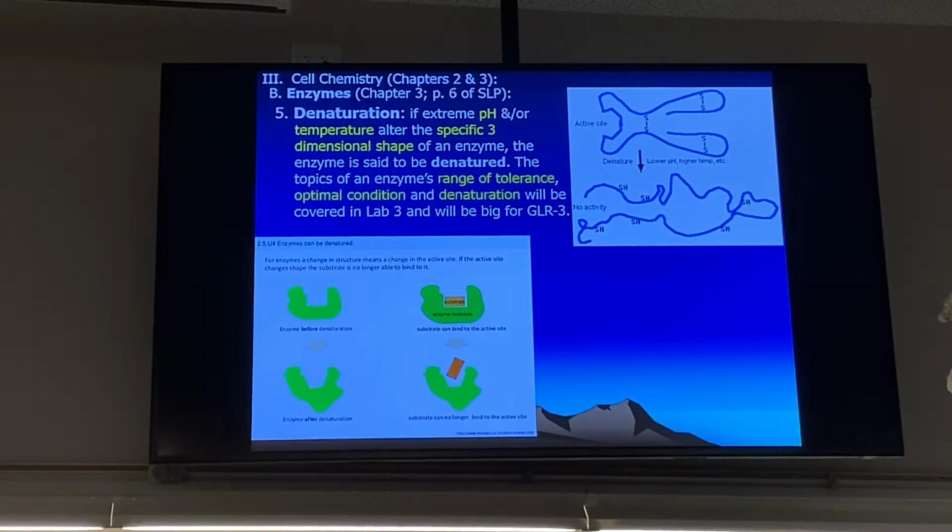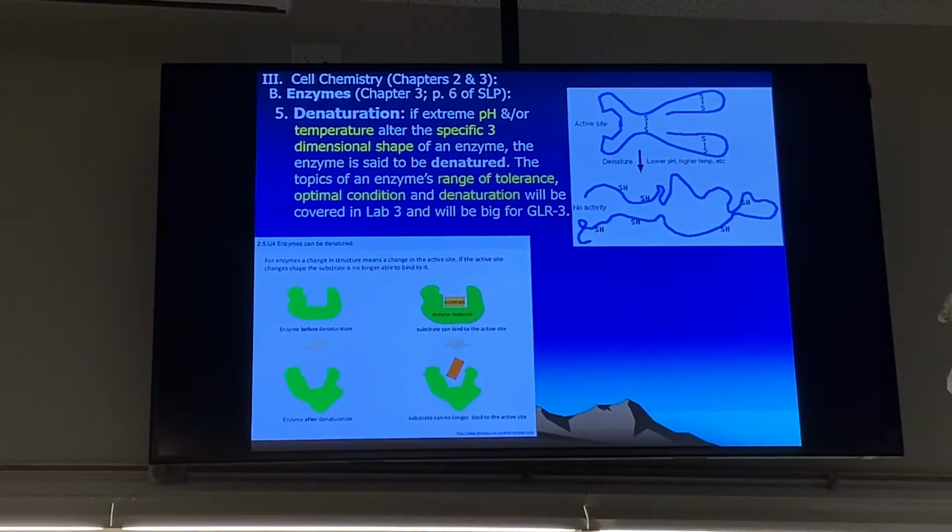But when you expose a protein to extremes in temperature or pH, or heavy metals, or high concentrations of chemicals, you're going to break some of those bonds that hold this thing into a specific three-dimensional shape. When that happens, the protein is permanently altered. If it is an enzyme, it is permanently disabled. Everybody got it?